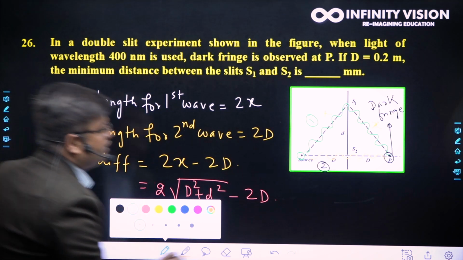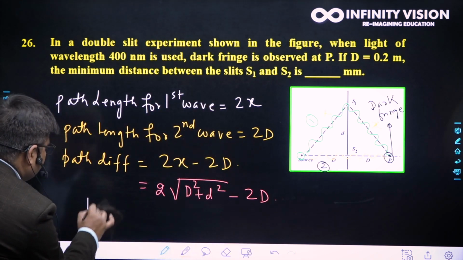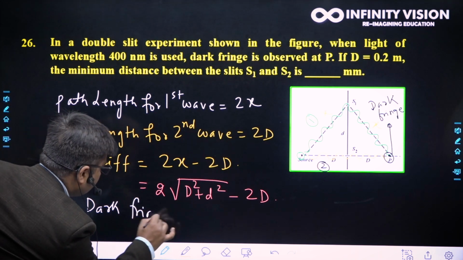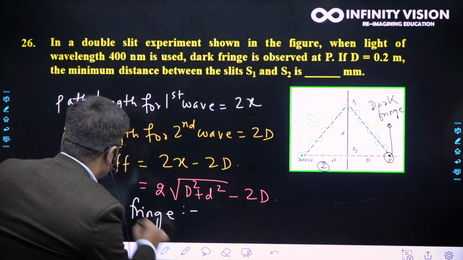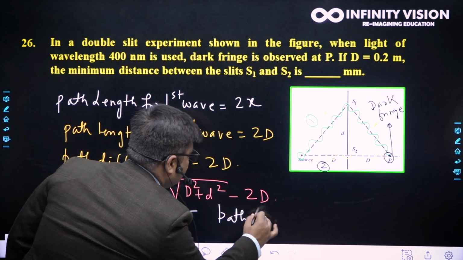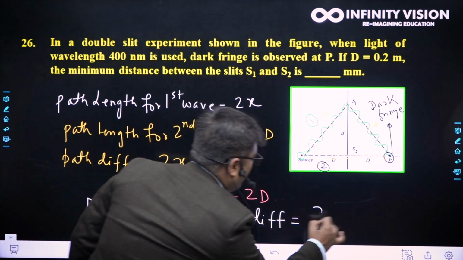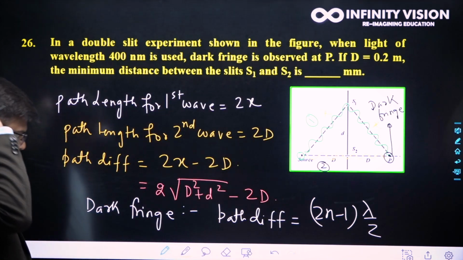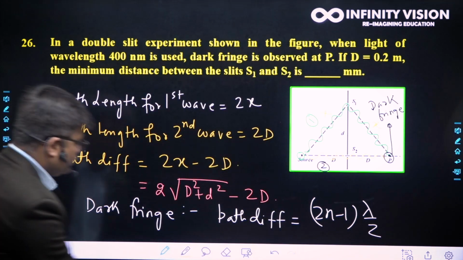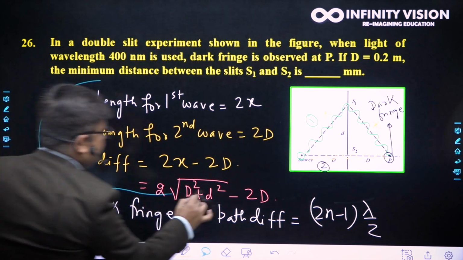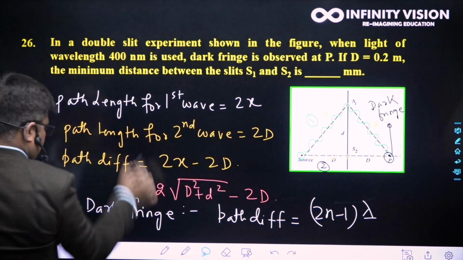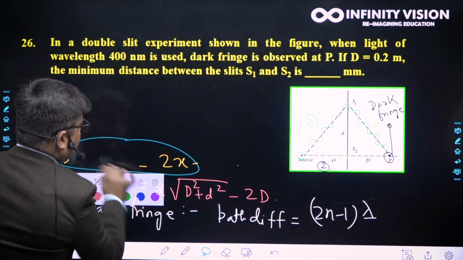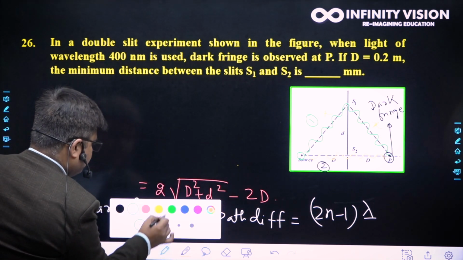Now we know that for dark fringe, this path difference should be equal to odd multiple of lambda by 2. Path difference should be equal to odd multiple of lambda by 2. Now, we can see from the above expression that path difference we are getting this much.